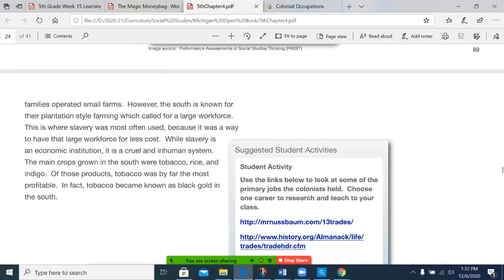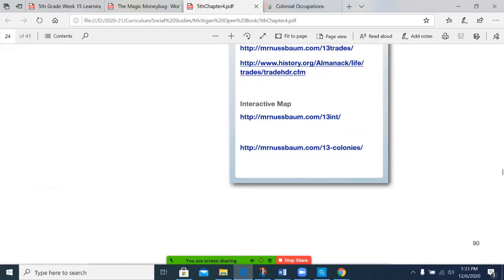The main crops grown in the South were tobacco, rice, and indigo. Of those products, tobacco was by far the most profitable. In fact, tobacco became known as black gold in the South.